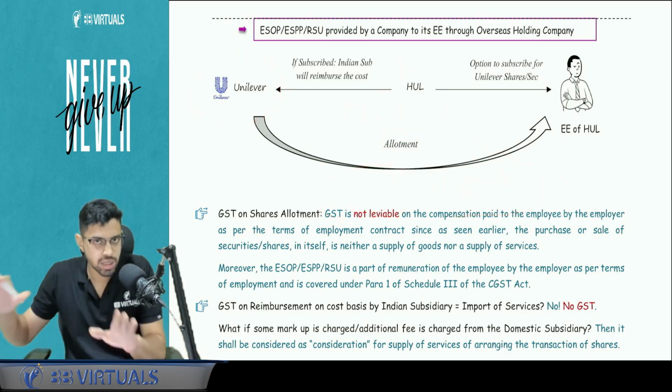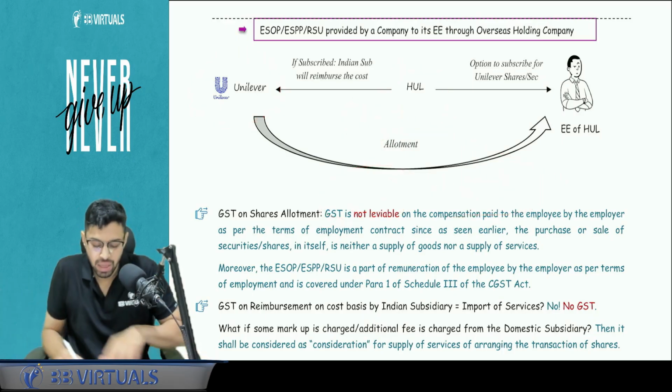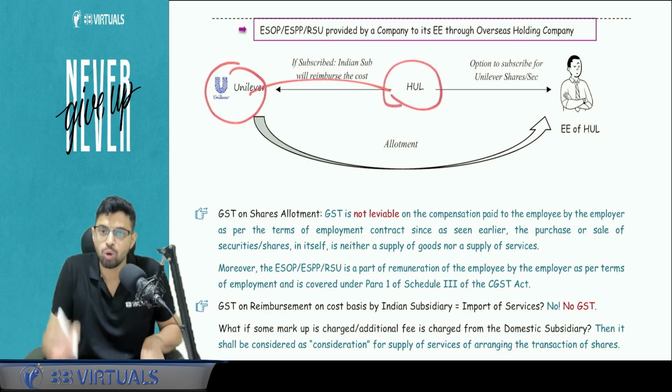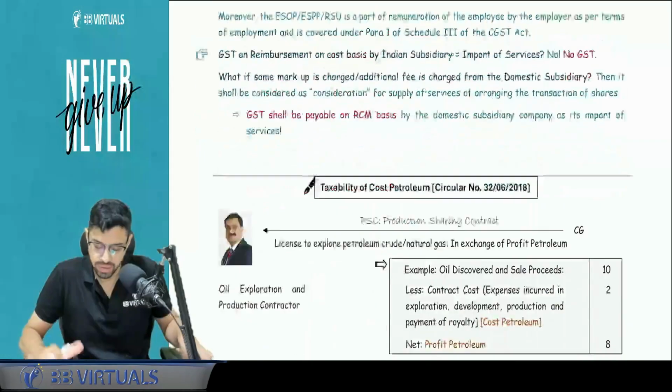So all the transactions will be outside the scope of GST, except if Unilever tomorrow recovers anything over and above the cost of securities. Is this clear?